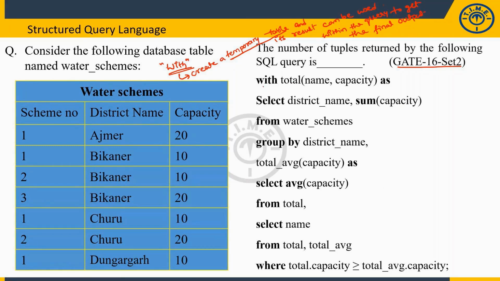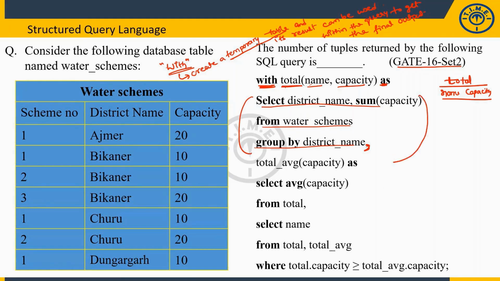Now look, this is with query. Now with query is going to create some temporary table. The temporary table name is called total. Now this total is a temporary table. And there are 2 attributes for the table. One attribute is name, another attribute is capacity. And this table output is the output of the query. Now, what is the output of the query? Select district name, comma, sum of capacity from water schemes group by district name. Here you observe comma. So means this query output will be the output for this table.